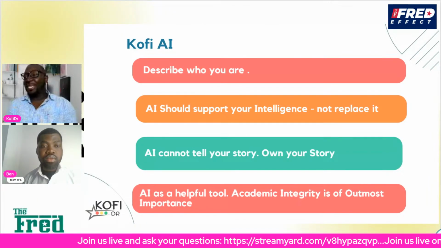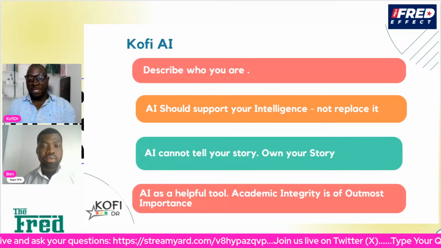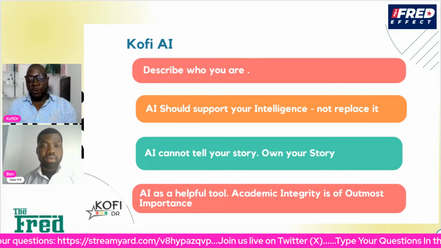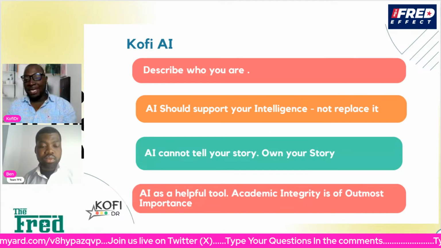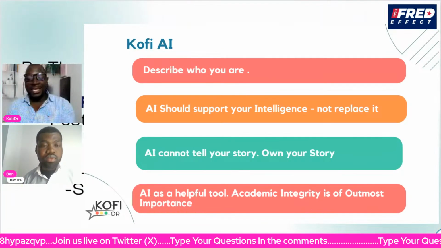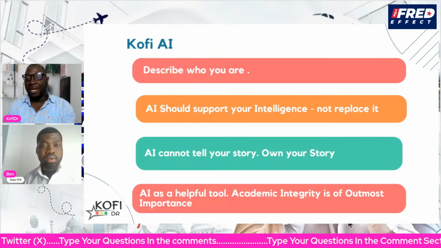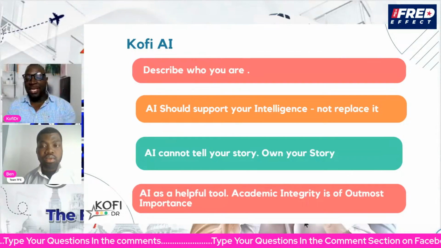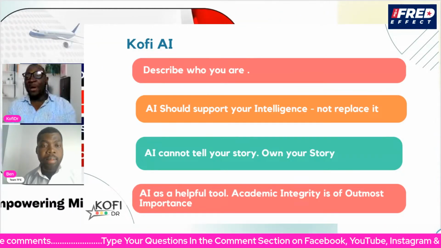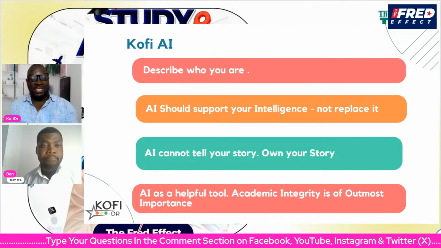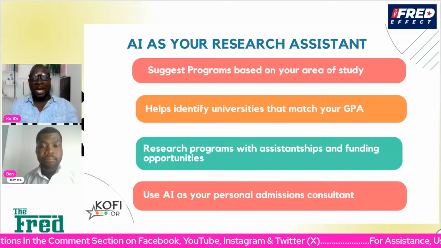And AI is a helpful tool, because it is going to help you improve a lot of things in your whole package. But note that academic integrity is of utmost importance. If you want to embark on graduate studies, the key is academic integrity. You don't want to be copying people's work and all that, plagiarism and all that. You don't want that. So schools are hard on the use of AI, especially if you are not using it for the right things.